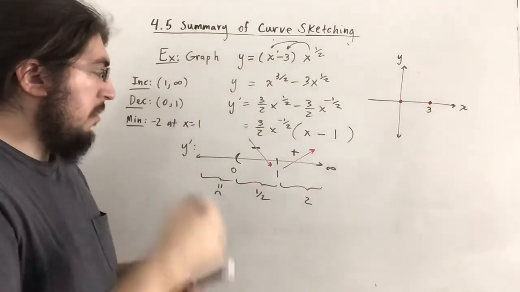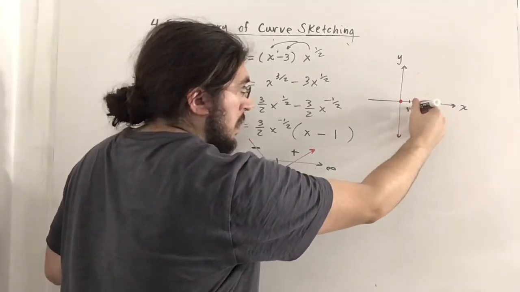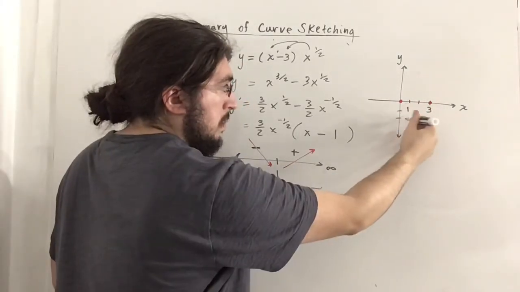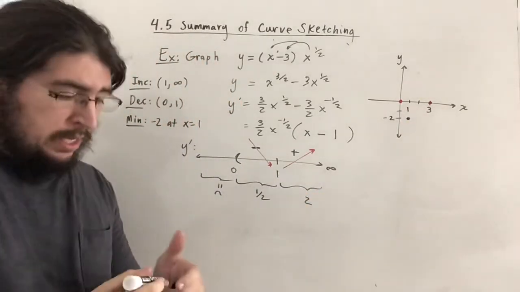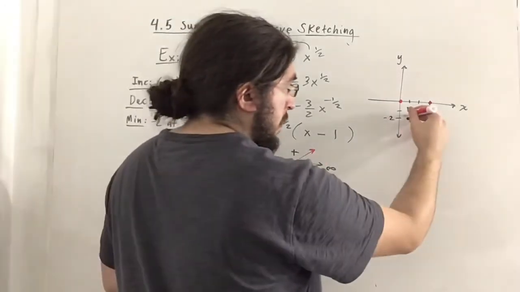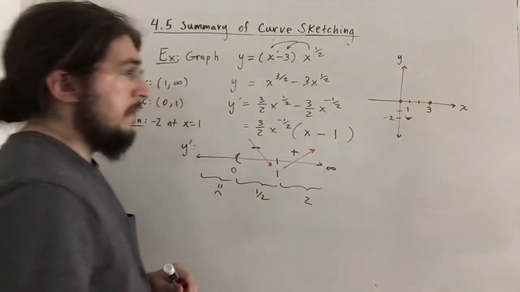Now what have we found out? Well, we found out that at x equals 1, there is a minimum at negative 2. In fact, you kind of see it has no choice but to be the absolute minimum because it goes down from here to here and then goes up and doesn't go back down actually.